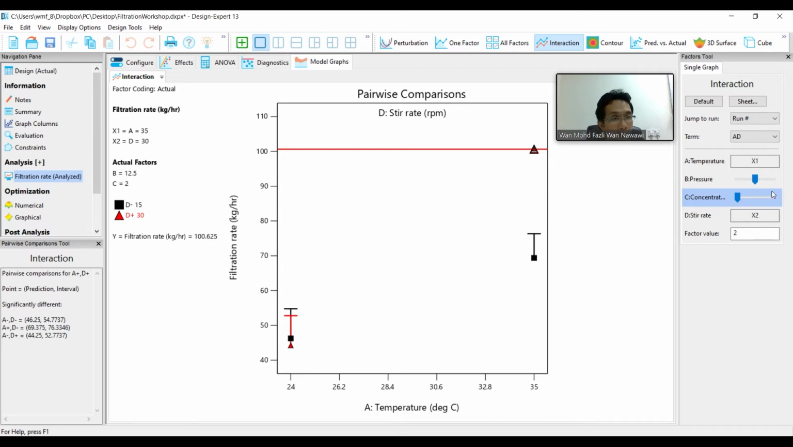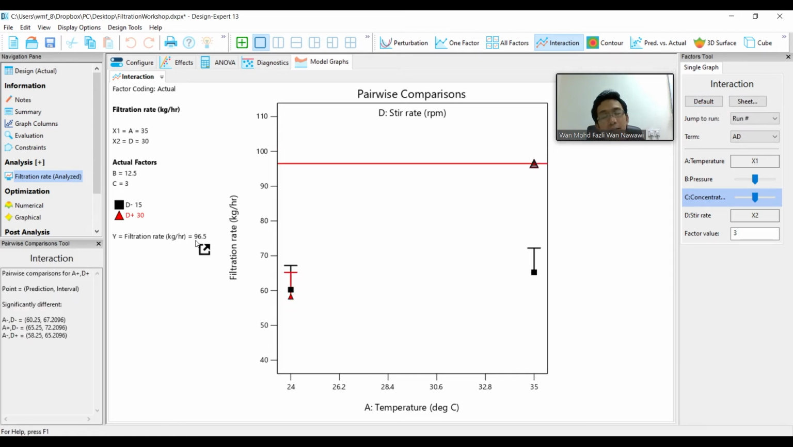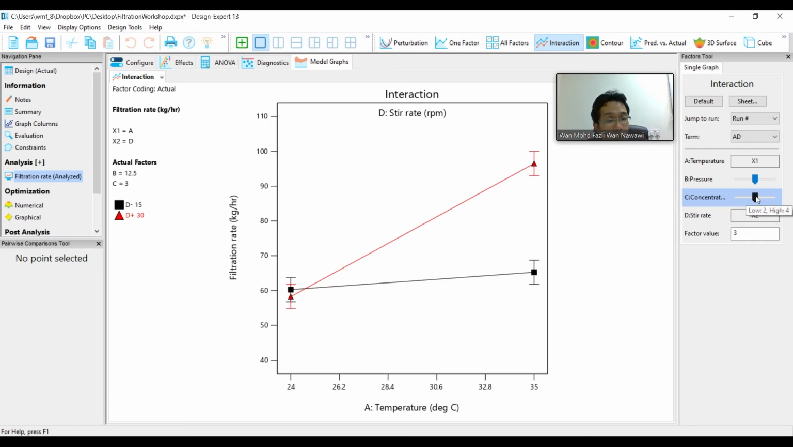If I put it in the middle here, if I go to default, it's only what? It's only 96. So that's why you need to bring the data from your previous interaction study. You need to use that in order to get it, because by default it puts in the middle. So let me put here, and here they put in the middle.